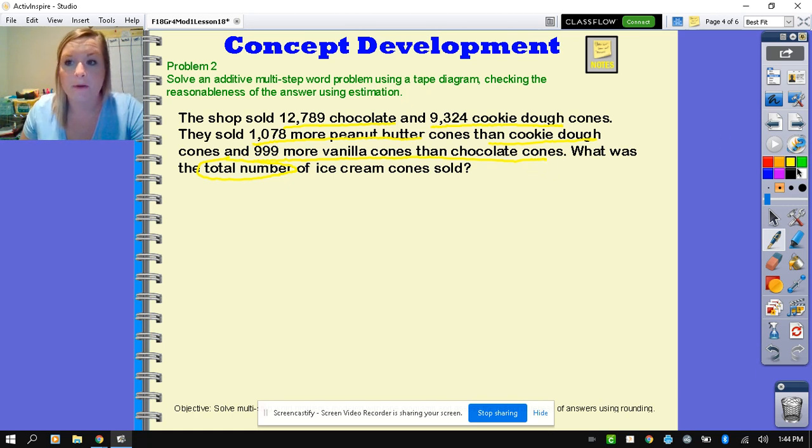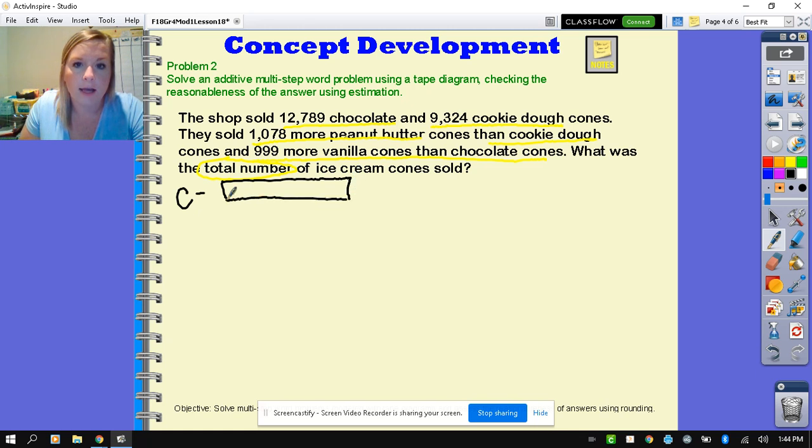Okay, just like last time, I'm going to break this up piece by piece. And once you have your tape diagram made, it makes it way more simple to solve. So the first thing we know is that we have our chocolate. I'm going to label that as C. And chocolate cones, we had 12,789. Okay, we also know cookie dough, so I'm going to label that CD for cookie dough. And cookie dough had 9,324 cones.